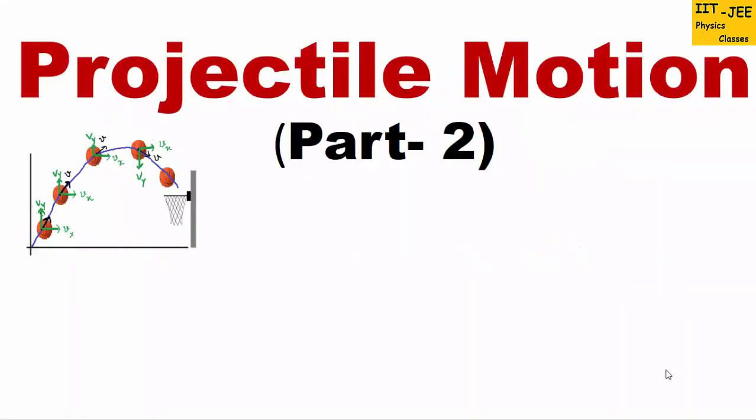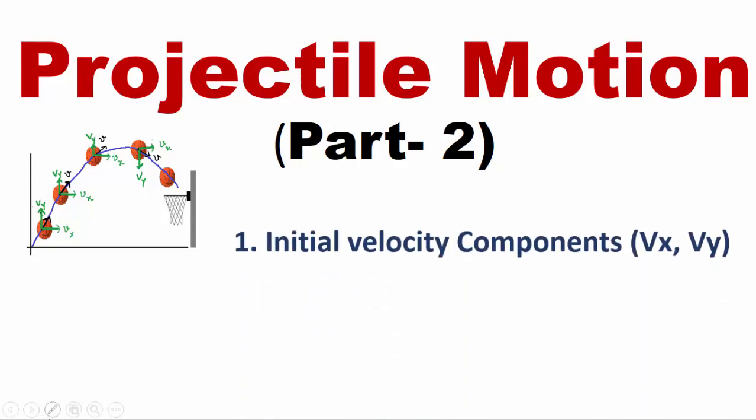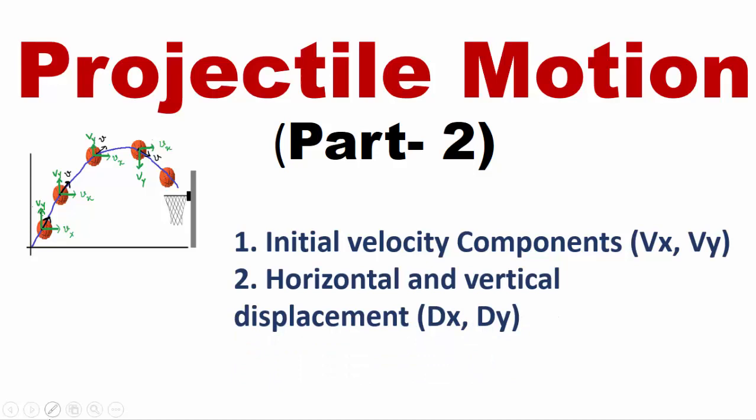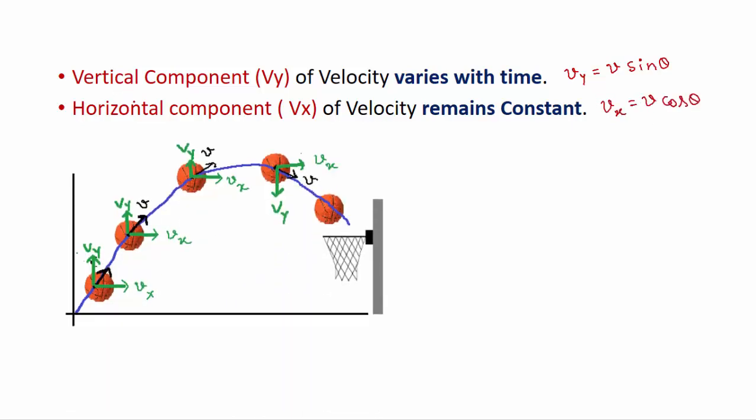Hello friends, in this video we will discuss initial velocity components Vx and Vy, horizontal and vertical displacement dx and dy of projectile motion. You know, in projectile motion we have to find the horizontal and vertical components of velocity. Here we have learned that Vy equals V sin theta and Vx equals V cos theta. So the vertical component of velocity varies with time, while the horizontal component Vx of velocity remains constant.